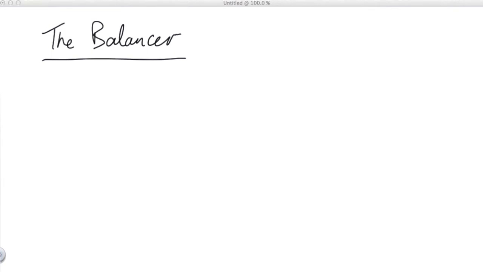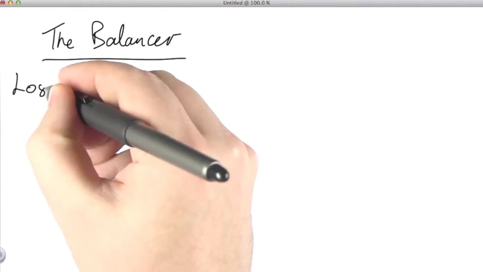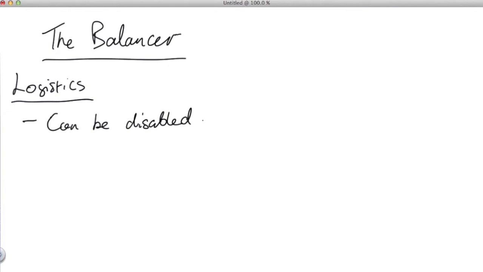We're going to kick off this week with a couple of lessons that take a much closer, much more detailed look at the balancer and chunk migrations. First, let's cover some logistics. First off, the balancer can be disabled. And we can do that with a simple command.